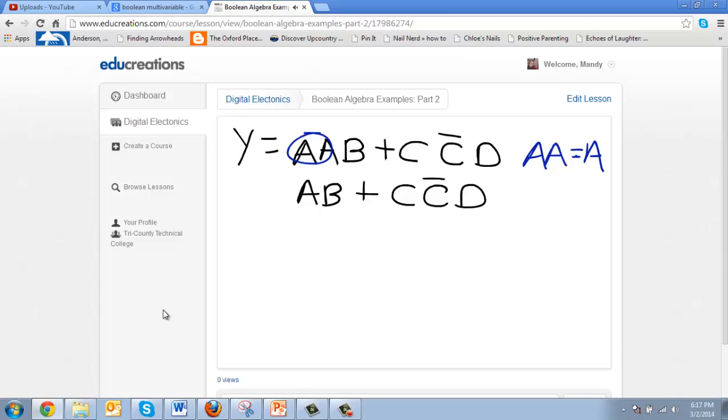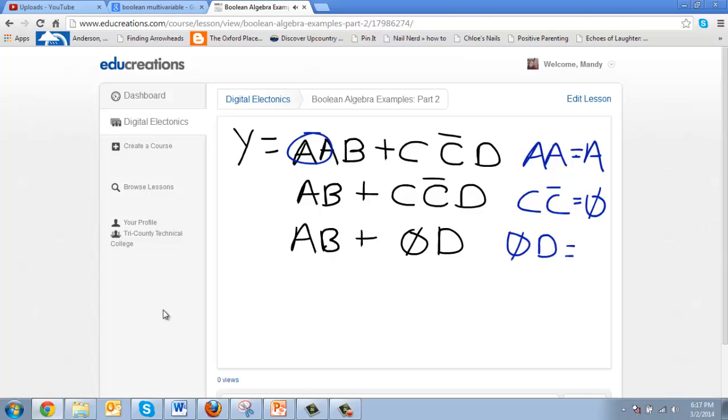Then we also have a rule about not C and C. C and not C is going to be what? That's always going to be equal to 0, because one of those is going to be 0. So then it becomes A and B or 0 and D. Well, what do we know about 0 and D? 0 and D is always going to be 0 as well, because one side is. So then we have A and B or 0.